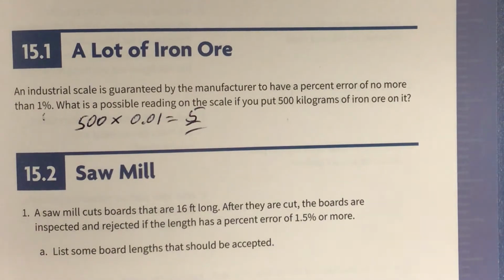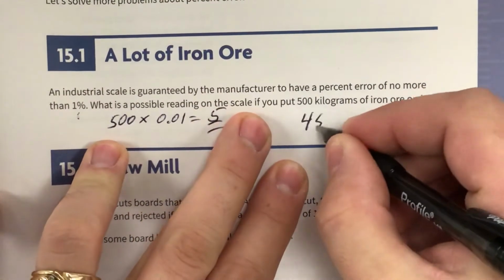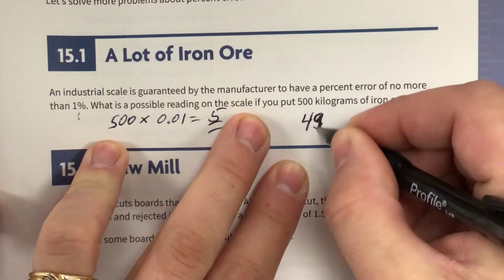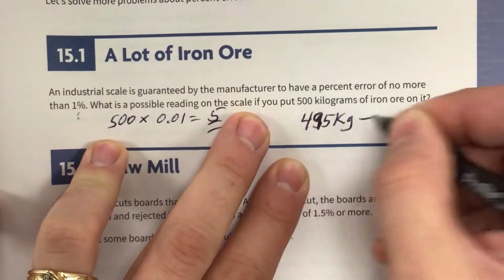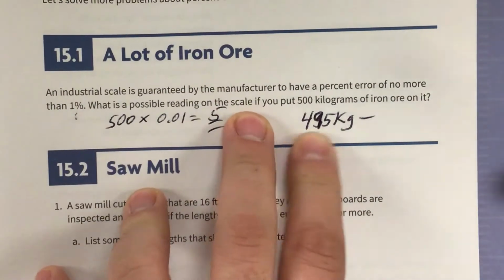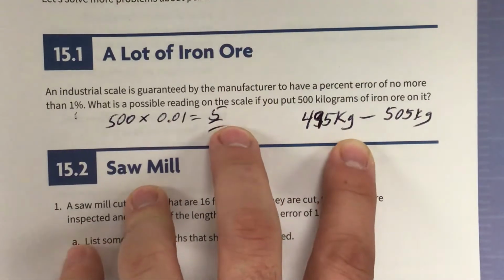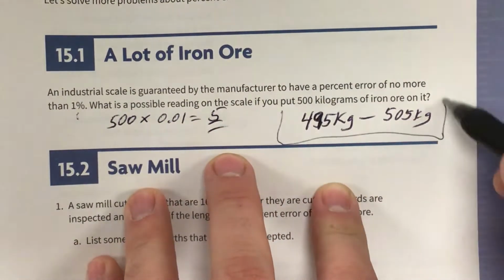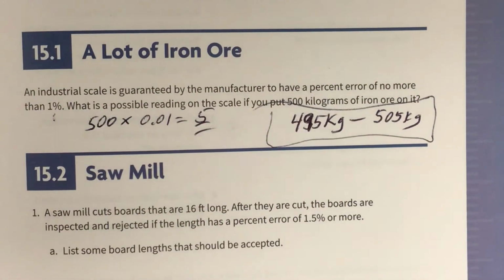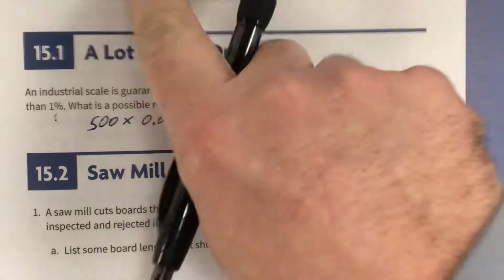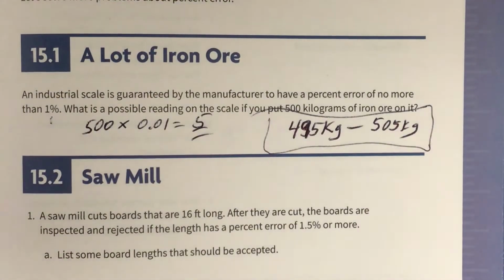5 less than that, right? So 495 kilograms. What is the most it could weigh? 5 more than 500, which would be 505. So it's going to have a range somewhere in there. That is the air interval, as the lesson is called. It gives us a range that's okay. The allowable range.